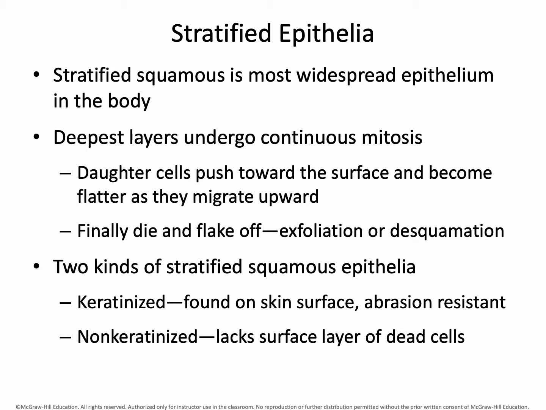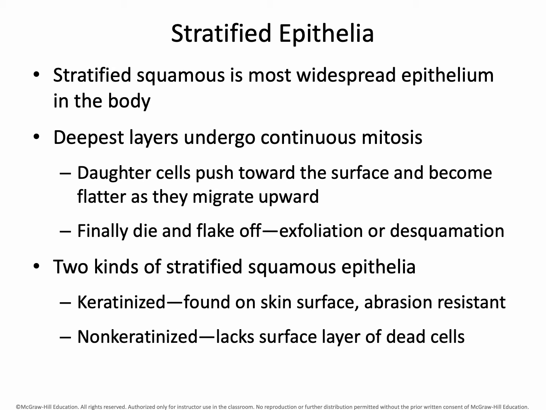Again, stratified squamous or stratified epithelia, the deepest layers are continuously undergoing mitosis. So if you think about your skin, it is constantly being replaced because the deep layers are constantly dividing and pushing older cells out. As the cells move from the basal surface to the apical surface of the stratified epithelia, they age. So the surface of our skin is the oldest. The youngest cells are deep, next to that basal layer.